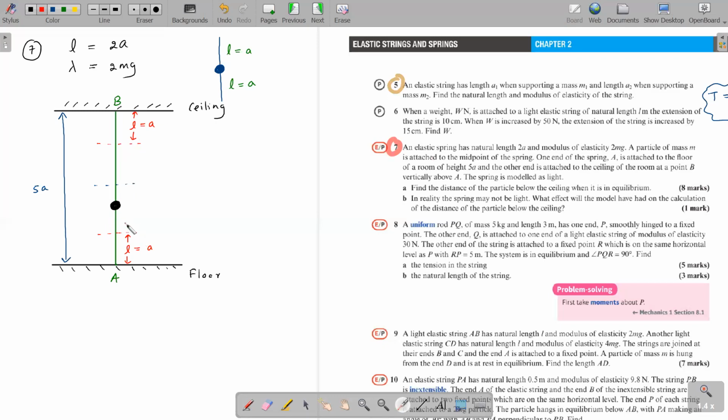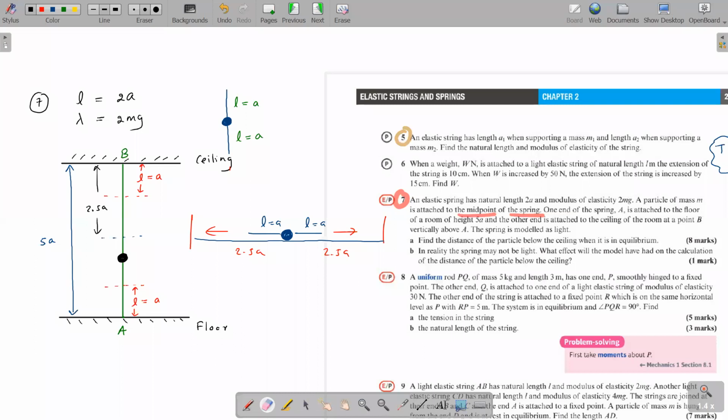Okay, what else do we need to mark here? You have the extensions here, right? Before marking the extension, shall we mark all the forces here? What are the forces acting on this particular particle? I hope I'm answering your questions right now.